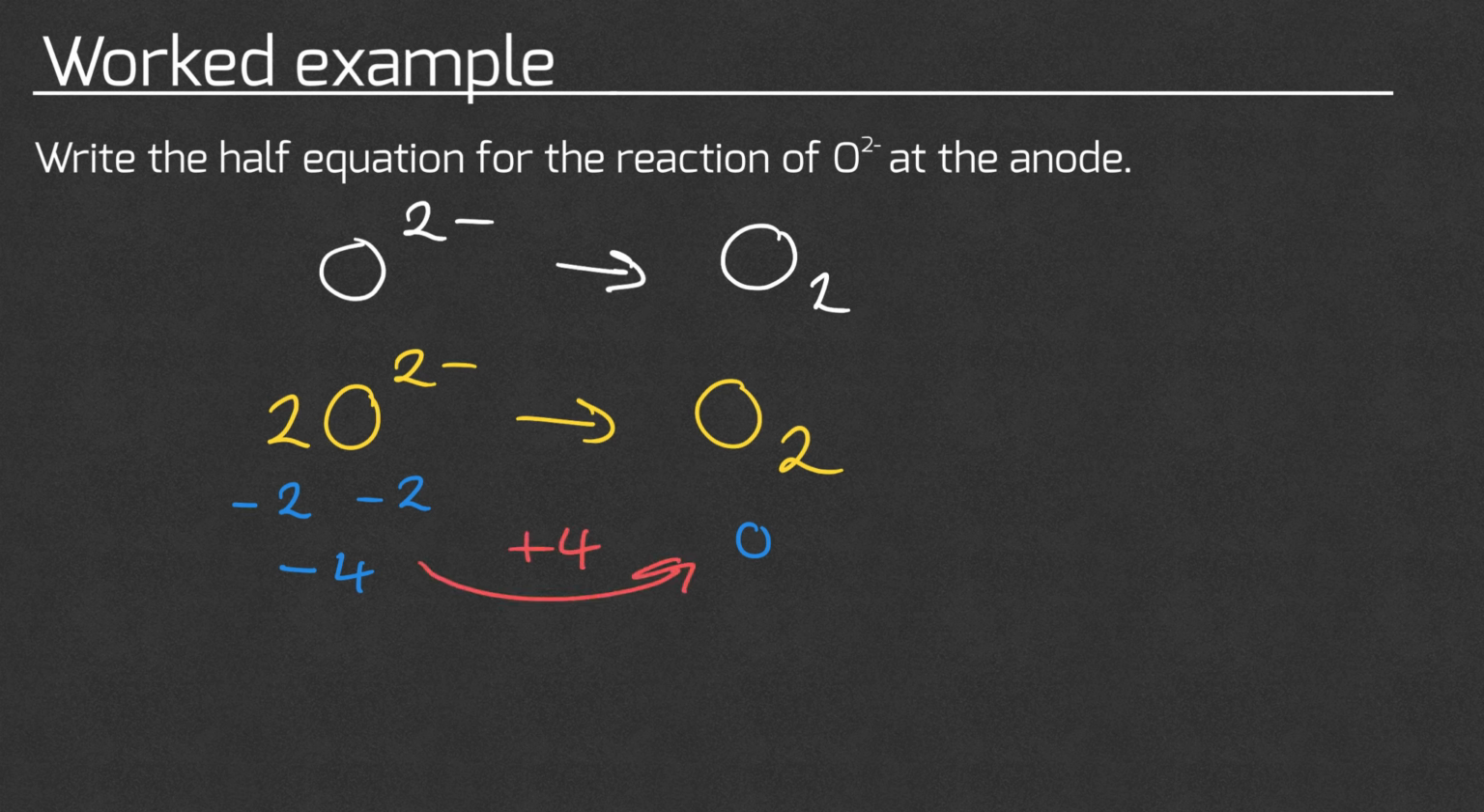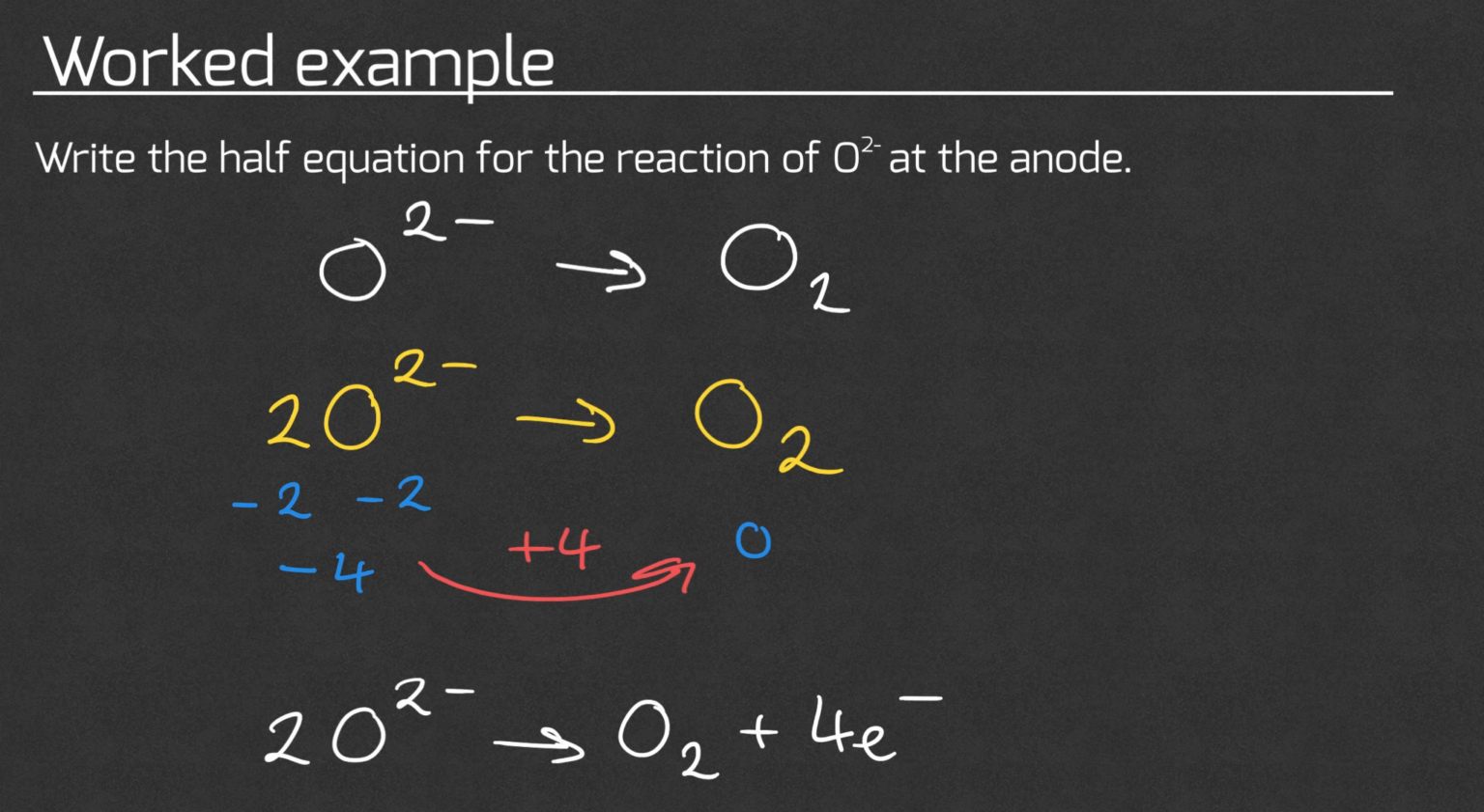We can see that the charge is changed by +4, which means whenever we add the electrons, we're going to need to add 4 of them. Remembering that we always add the electrons to the side which is most positive. 0 is more positive than -4, therefore we're going to need to add 4 electrons to the right-hand side of this equation. Giving us a final equation of 2O2- goes to O2 plus 4e-.